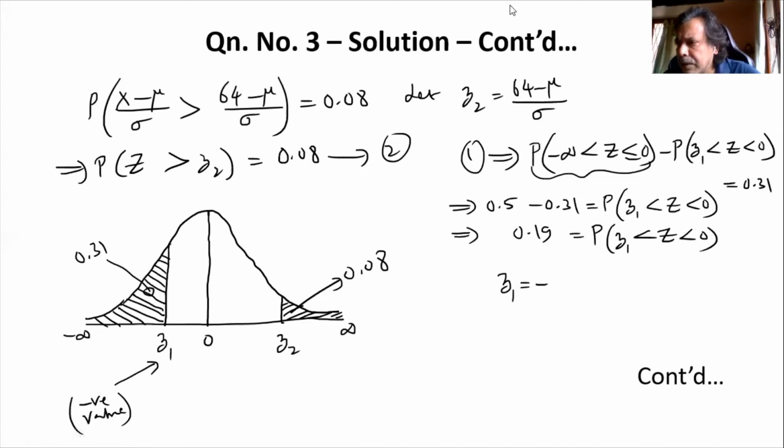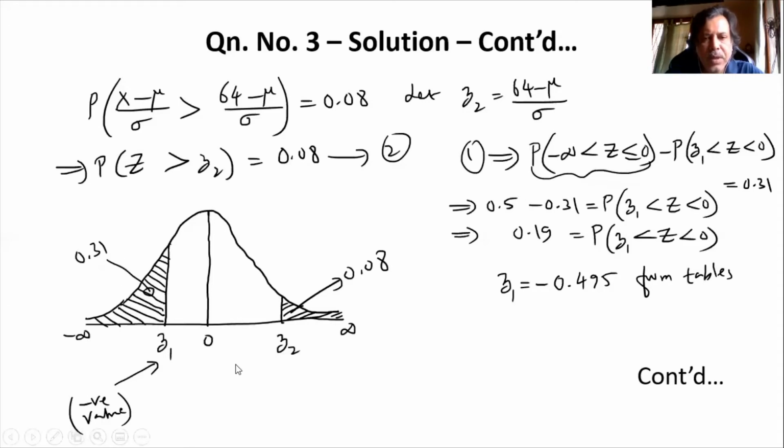Just a minute. What will be the table? Let me check the table values. Table I'm not showing you because we already saw the tables in the previous videos, how to check the tables. Yeah, this value is negative 0.495 from tables. Right.